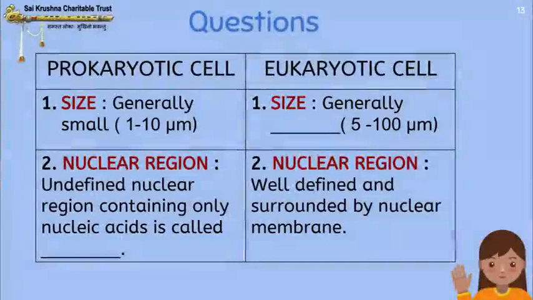So, go through the video again, students, and then answer these questions. The first question is, you need to fill in this tabular column. This is the difference between prokaryotic cell and eukaryotic cell. You need to fill in the blanks.